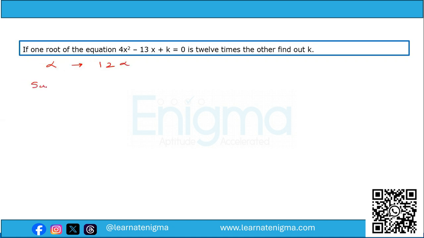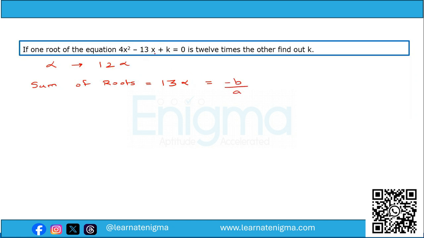So sum of roots will become alpha plus 12 alpha, that is 13 alpha. Now, as per definition of sum of roots from the quadratic equation, we have it as −b upon a.